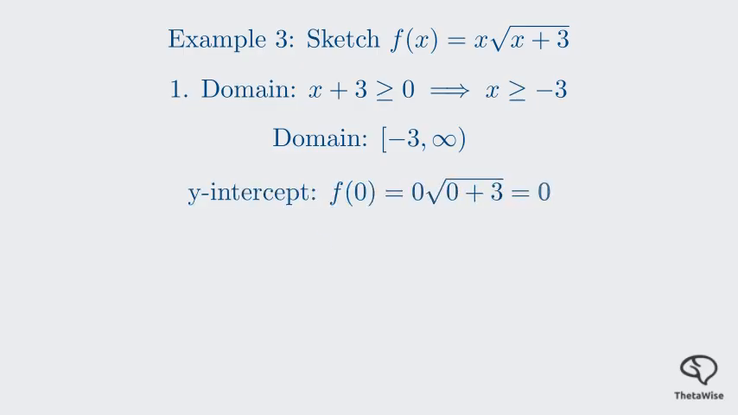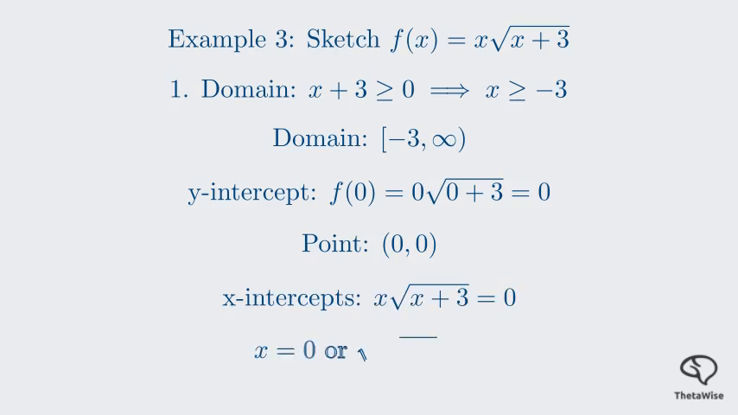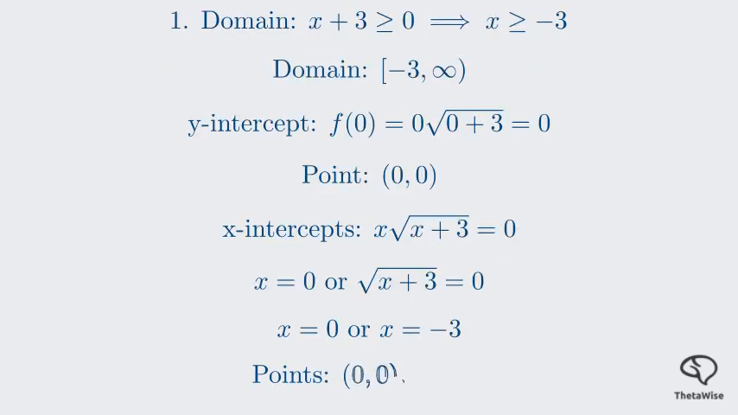f of 0 is 0 times the square root of 3, which is 0. So the y-intercept is at the origin, (0, 0). For the x-intercepts, we set the function equal to 0. We have x times the square root of x plus 3 equals 0. This is true if x equals 0, or if the square root of x plus 3 equals 0, which means x equals -3. So our x-intercepts are at (0, 0) and (-3, 0).